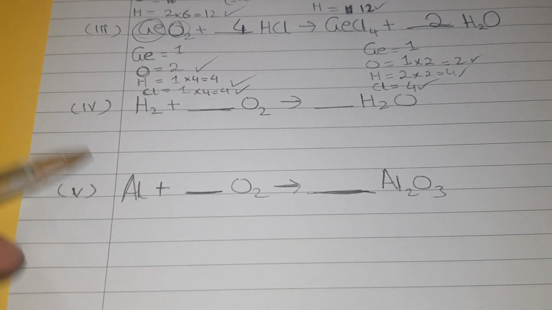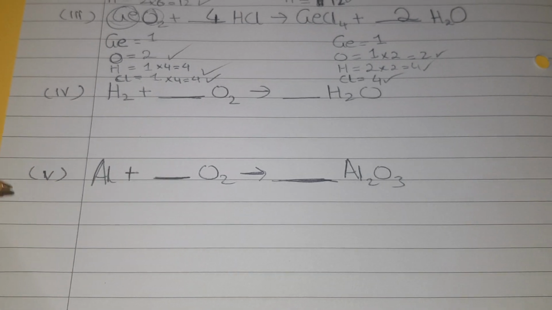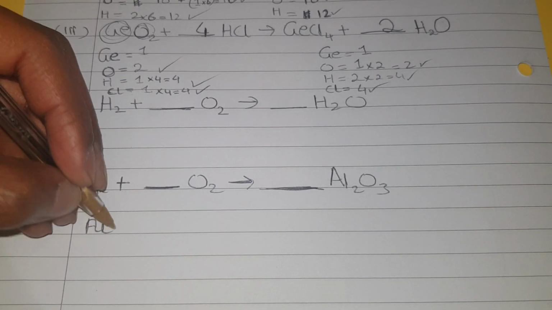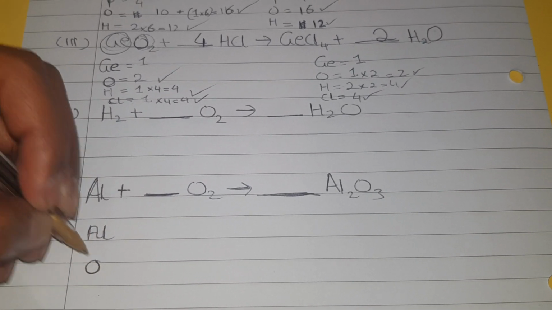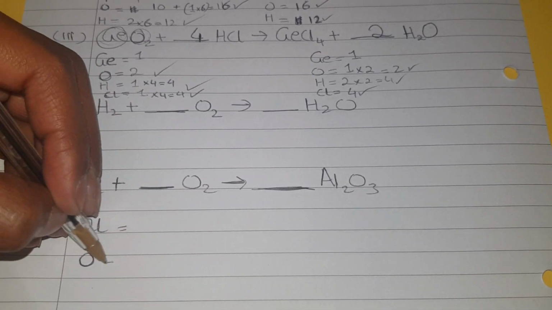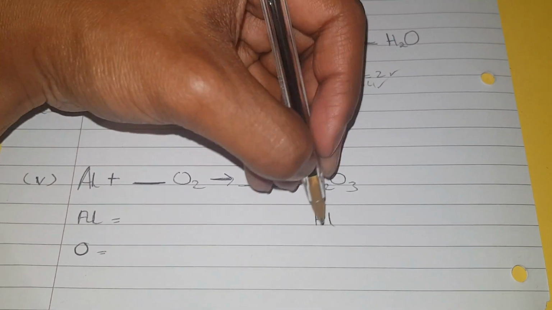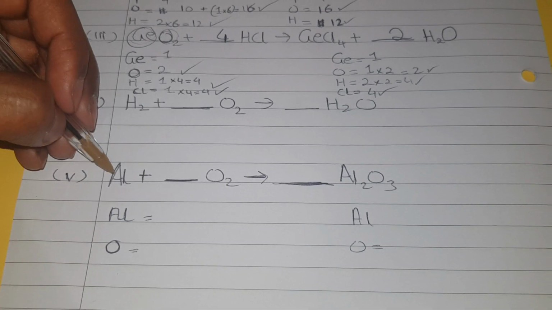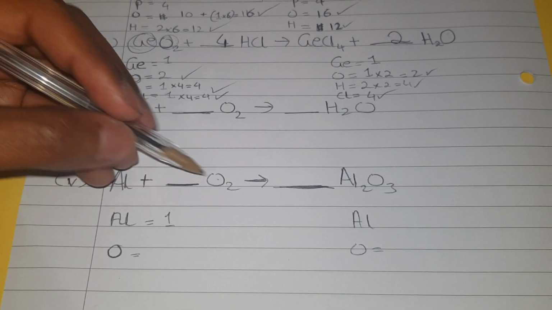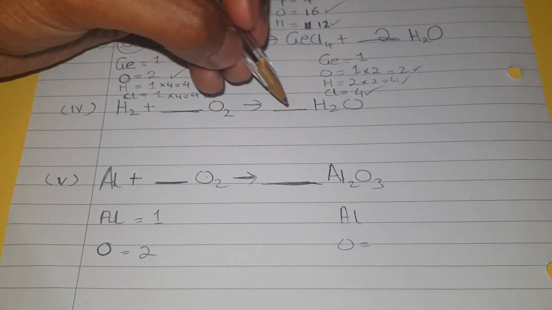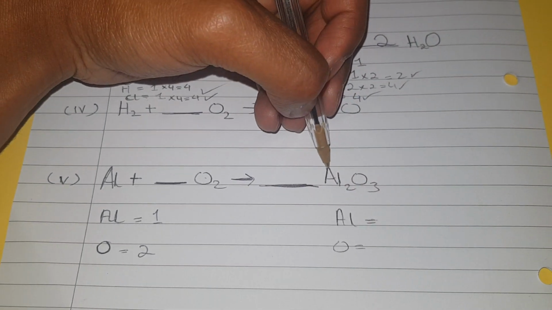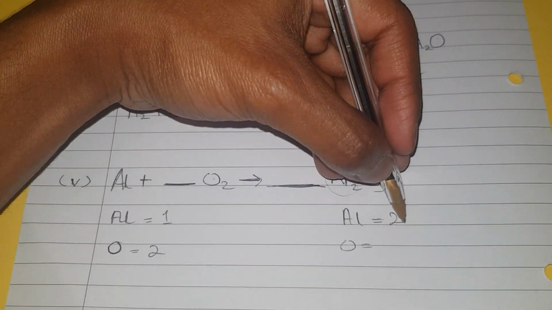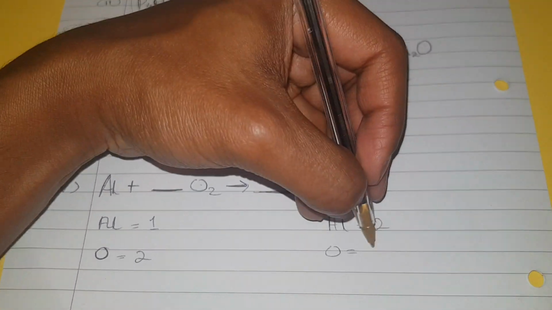I'm going to go to this one. So aluminium, and then, so let's write what we have. Aluminium, oxygen. Never write it with the actual 2, just by itself. Write the same thing on the other side. How many aluminium do we have, guys? We got 1. Oxygen, we have 2. And on the right hand side, we have 2 aluminium because there's a small 2 there. And we have 3 oxygen.